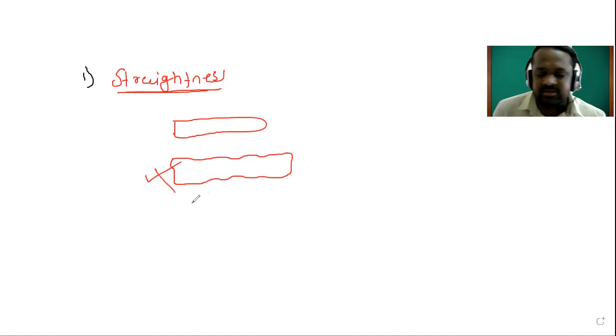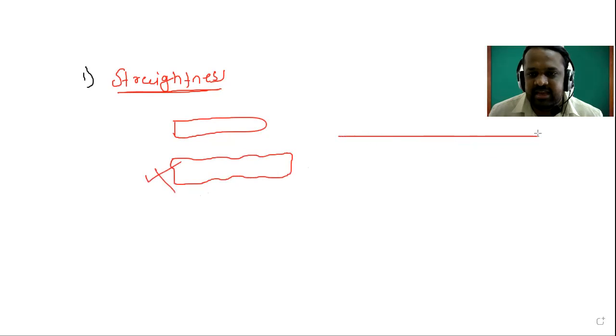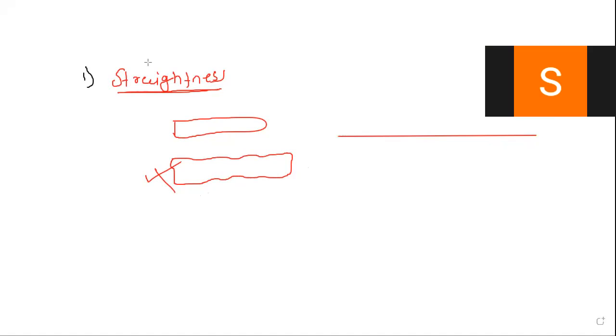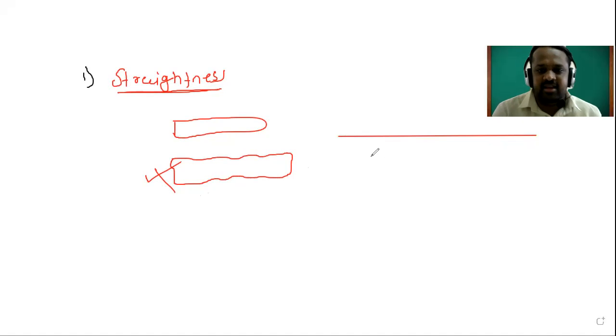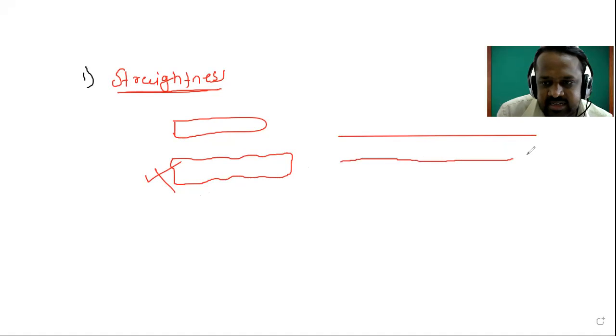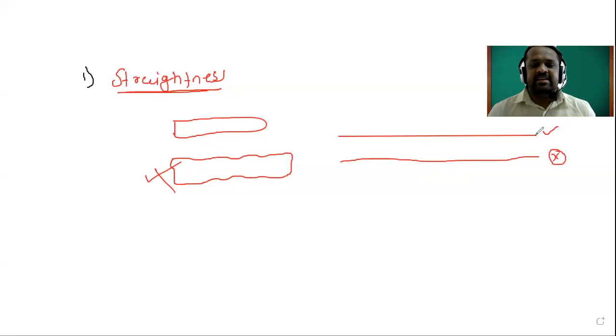Suppose this is a line. This line is straight. Once again I will draw another line. This line is also straight, but not exactly straight. This one is exactly straight. So straightness means how much that component is straight, how much it is in a straight line. It is called straightness.